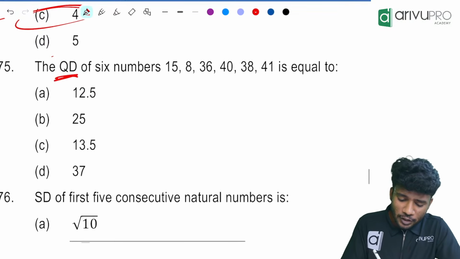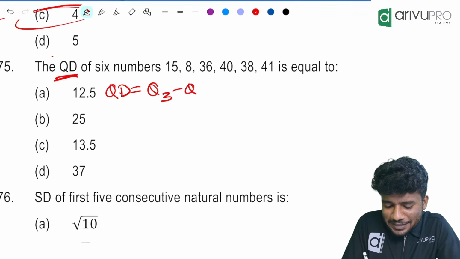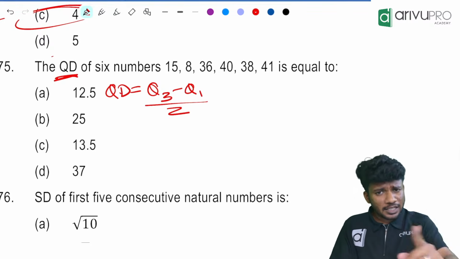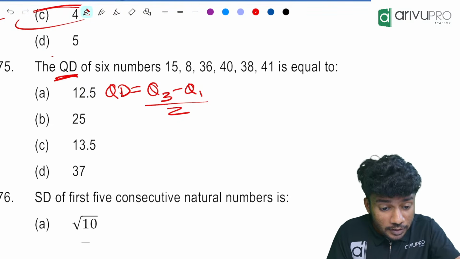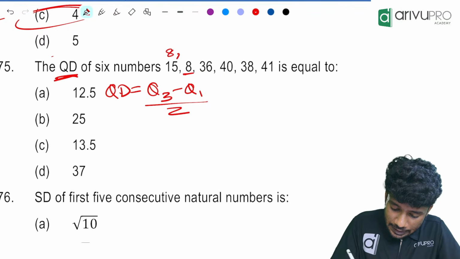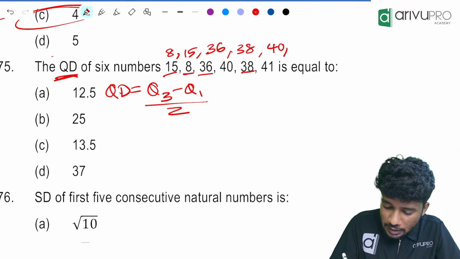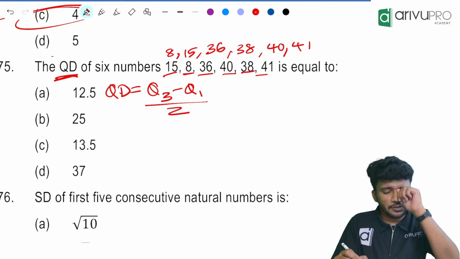First of all, what is quartile deviation? QD is nothing but Q3 minus Q1 divided by 2. Okay. Now, first of all, you need Q3 and Q1. First, arrange them in increasing or decreasing order. How much is the increasing order? 8. Then the next big number is how much? 15. Then the next big number? 36. Then 38. Then 40. Then 41. Done. Now n is equal to how much? 6 values are there.